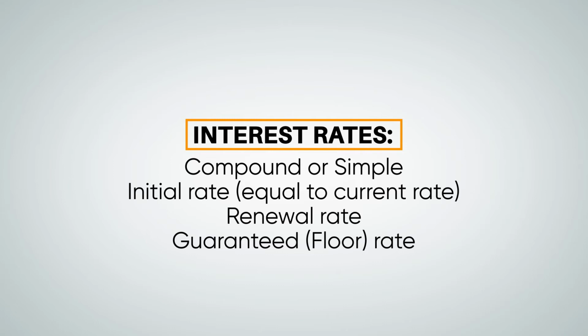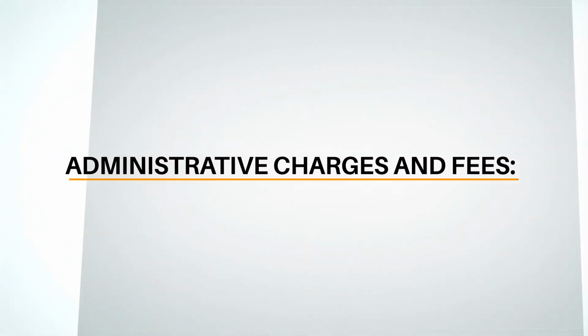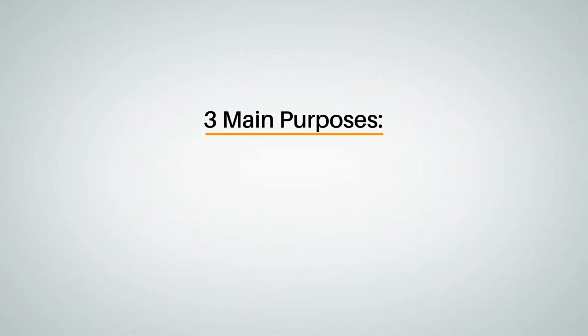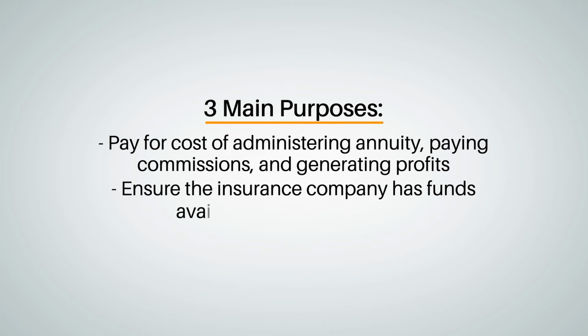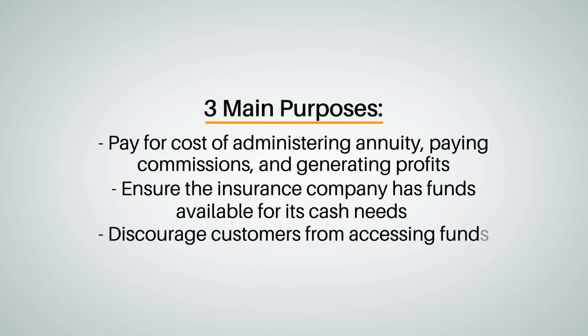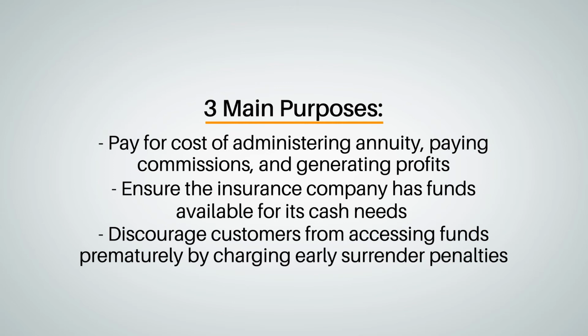The next common provision we'll discuss is administrative charges and fees. All annuities have fees and charges associated with them, some of which are universal, and others are incurred when certain actions are taken. Charges and fees serve three main purposes: to pay for the cost of administering the annuities, pay commissions, and generate profits; to ensure the insurance company has funds available for all of its cash needs, including paying guaranteed interest rates and making payouts to annuitants; and to discourage customers from accessing funds prematurely by charging early surrender penalties.